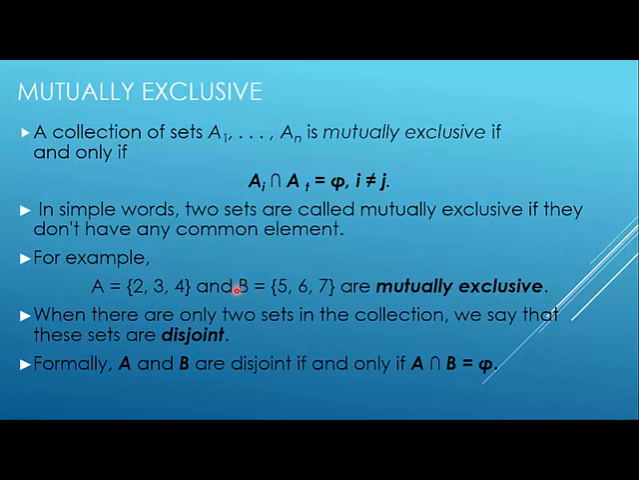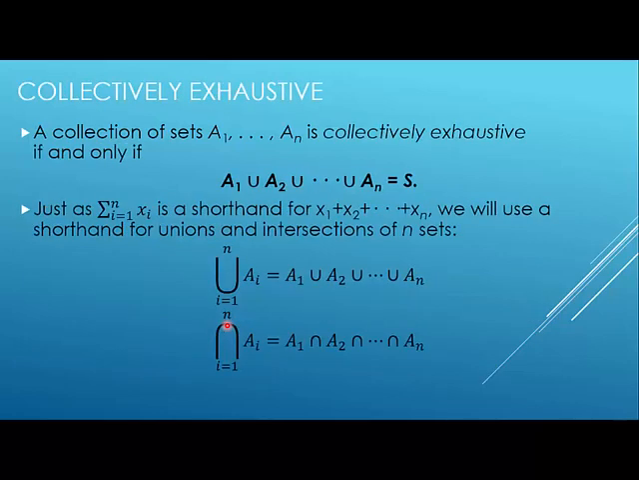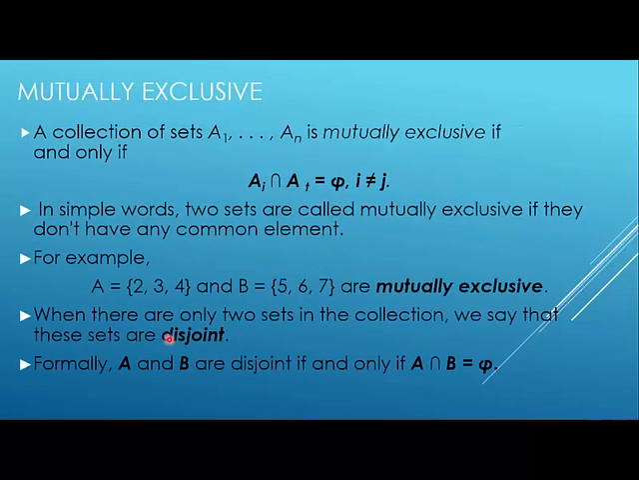When there are only two sets in the collection, we say that these sets are disjoint. So formally, A and B are disjoint if and only if A intersection B is equal to a null set. So we can say that two sets are disjoint sets if the intersection of the two sets is phi or null.